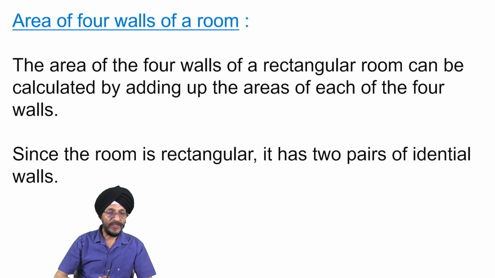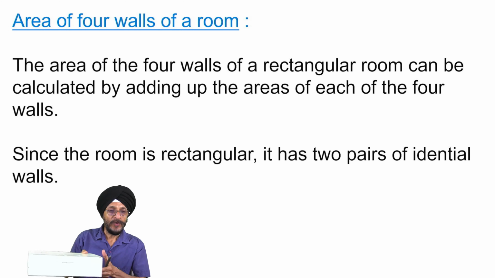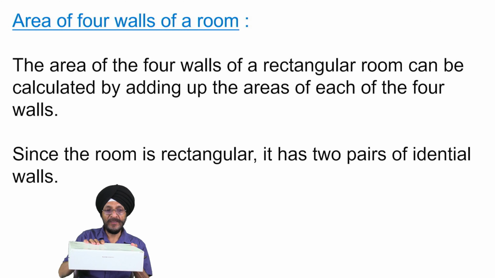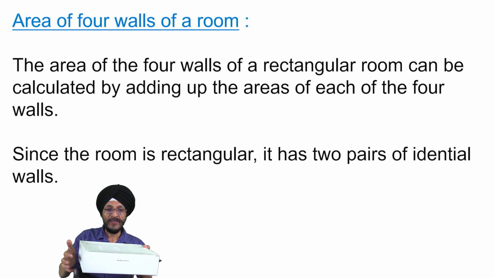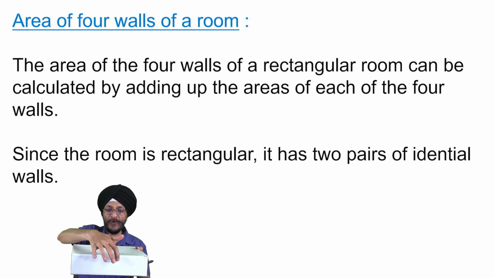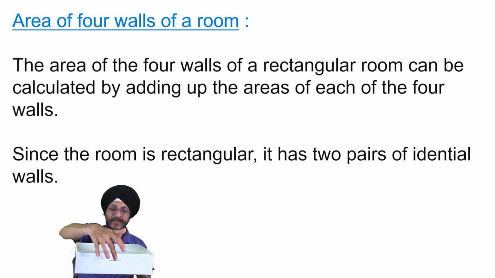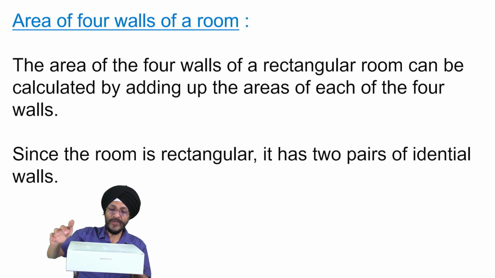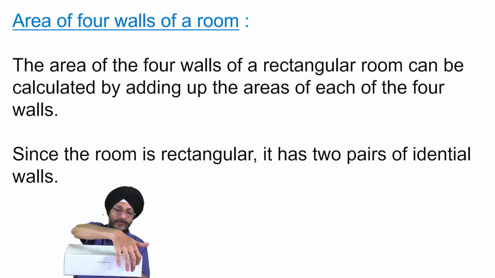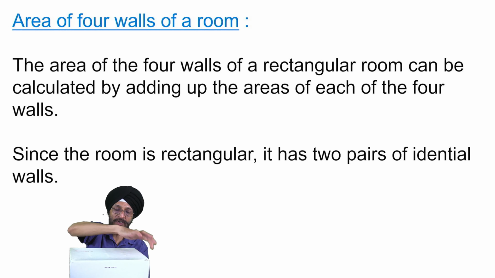Now the question before us is the area of four walls of a room. Again, we can compare this with that of a room. This is the roof, this is the ground, these are the four walls of a room. So when we are to find out the area of the walls, we can say that these two, the front and the back side, are identical. These two walls are also identical, and we have to find out the area of these two and these two identical walls.